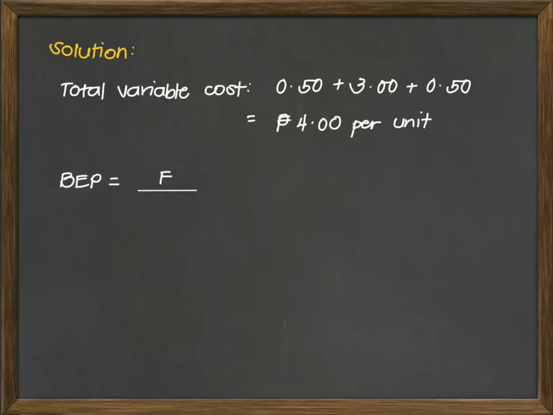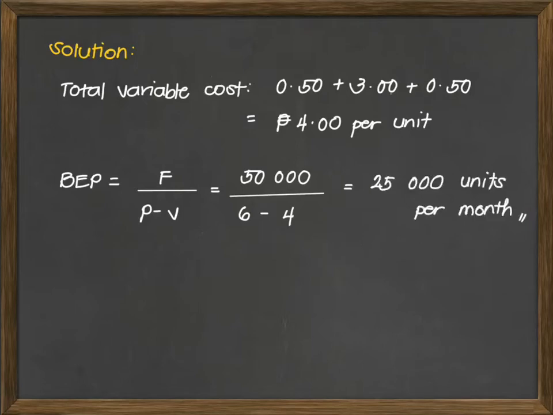Then, for our break-even point, we are just using the formula F over P minus V. Substituting in the formula, that's 50,000 pesos per month divided by your 6 pesos minus 4 pesos, for the selling price and for the variable cost, which will give us a value of 25,000 units per month. So, again, the business owner needs to target producing or selling 25,000 units per month or more so he has a profit. Based on the 2 examples so far, this is just direct substitution.